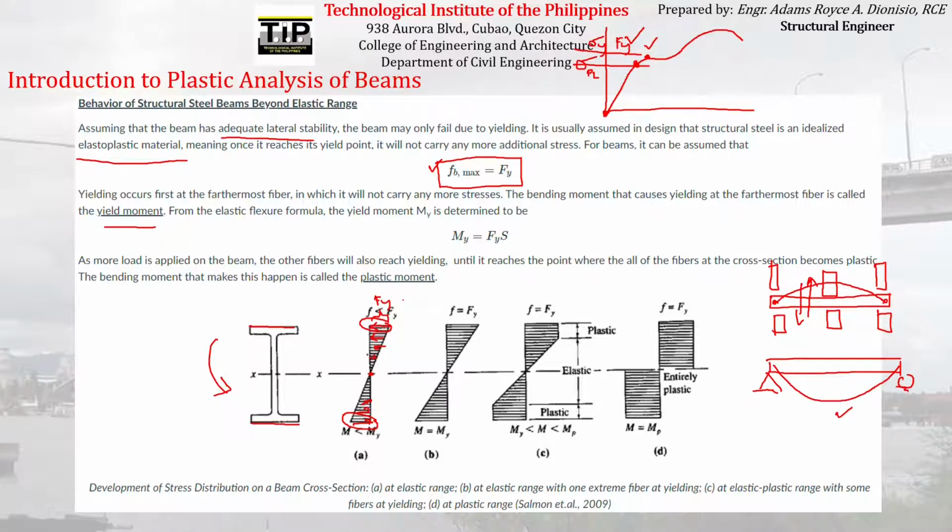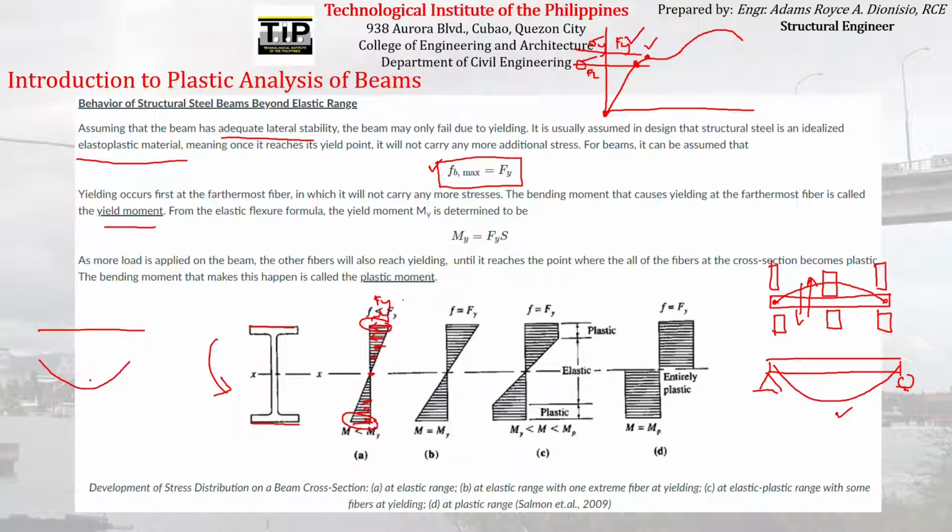Kasi hindi naman magkakaroon ng mga stresses kung hindi nag-bend yung beam, 'di ba? Kung straight lang yung beam mo, walang bending stresses, kasi nga bending stresses siya, meaning nag-o-occur lang siya once na nag-bend yung beam mo. Once na nag-bend yung beam mo, makakaramdam siya ng mga bending moment. Bending moment na yun, yun yung reason bakit nagkakaroon ng stresses sa section natin.